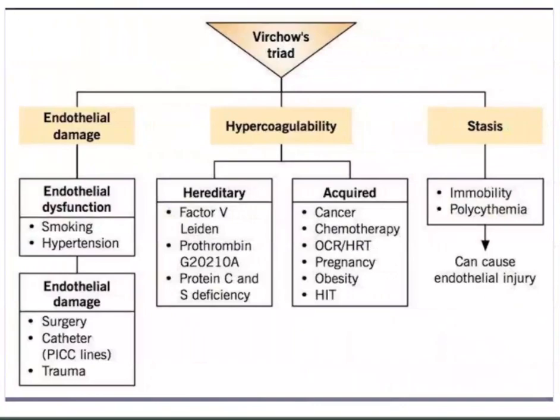Okay, we have got hypercoagulable state. So hypercoagulable state can be classified into 2 factors. Okay, it can be acquired and hereditary. Okay, under acquired factors, we've got cancers, we've got chemotherapy, we've got oral contraceptive pills, we've got hormonal replacement therapy, we've got pregnancy, we've got obesity. Okay, so these acquired factors increase the procoagulants in the body and decrease the anticoagulants in your body.